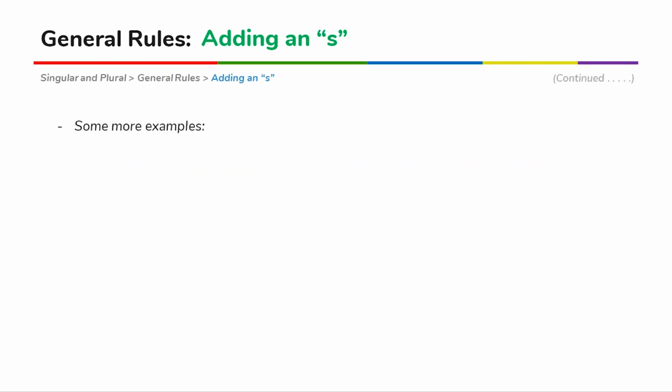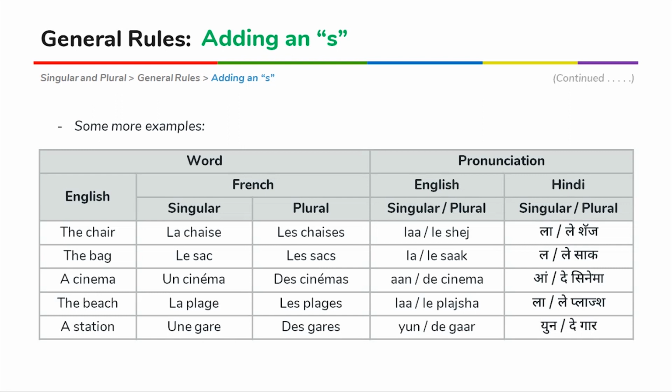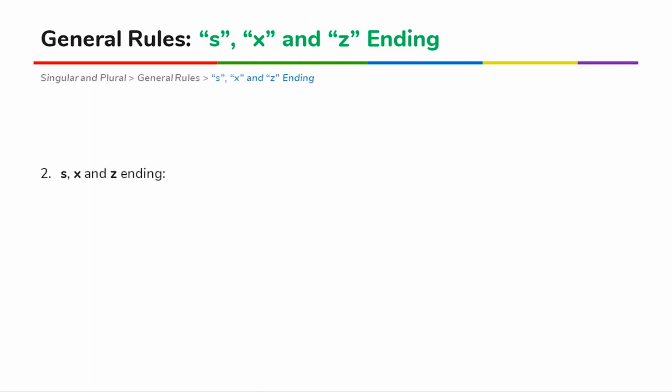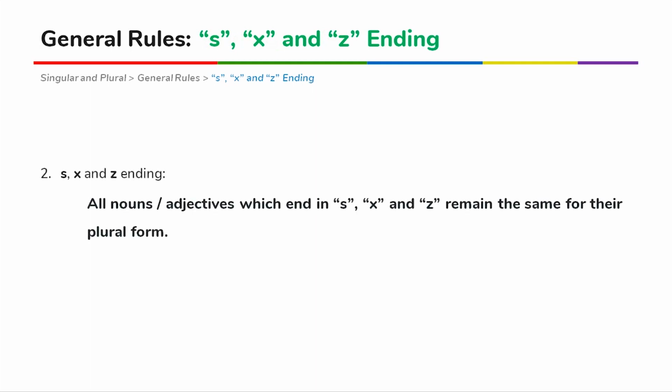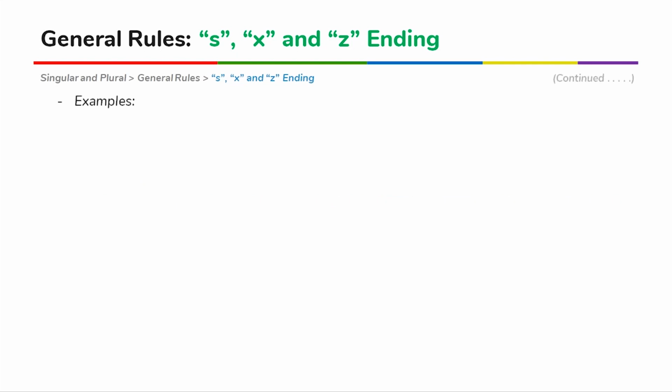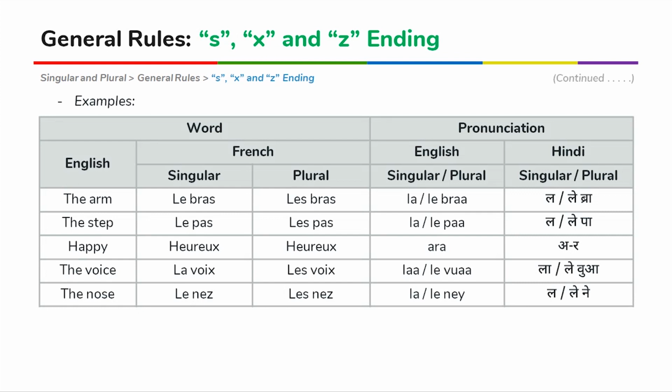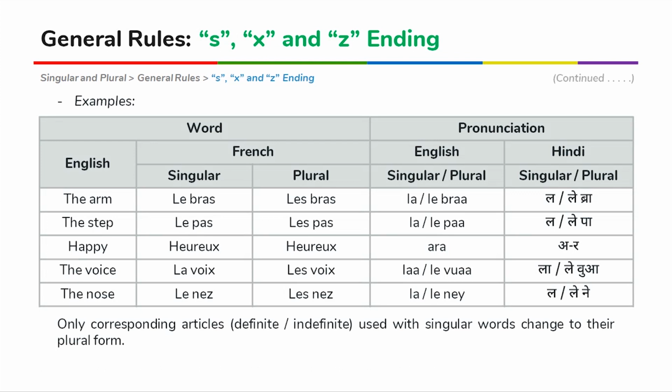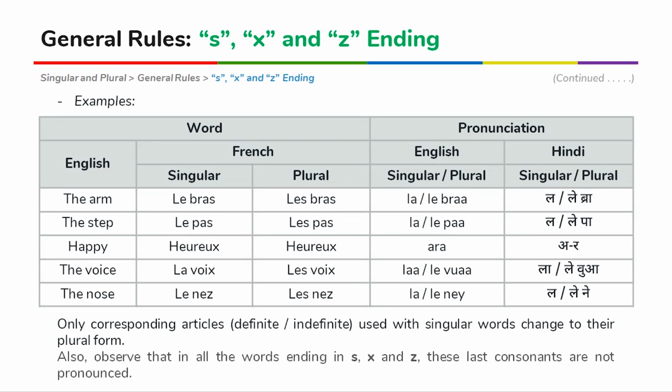The examples here show the use of this rule and also some new nouns for you to learn. Words ending in s, x and z. All nouns or adjectives which end in s, x and z remain the same for their plural form. Here are some examples for you. Here, the words remain the same, only their corresponding articles change to the plural form. Another important point to observe is that in all words which end in s, x and z, these last consonants are not pronounced.